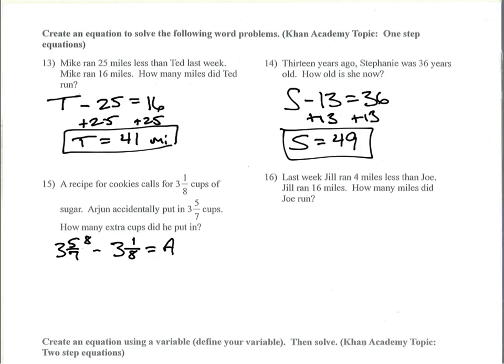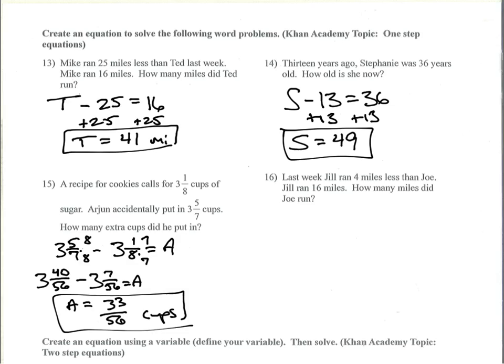I'm going to multiply top and bottom by 8, top and bottom by 7, and because the whole numbers are 3s, they just cancel out. So I'm just going to keep it like this. So this is going to be 3 40/56 minus 3 7/56 equals, again, what Arjun did. So the 3s cross off. 40/56 minus 7/56 is 33/56 cups. Okay.